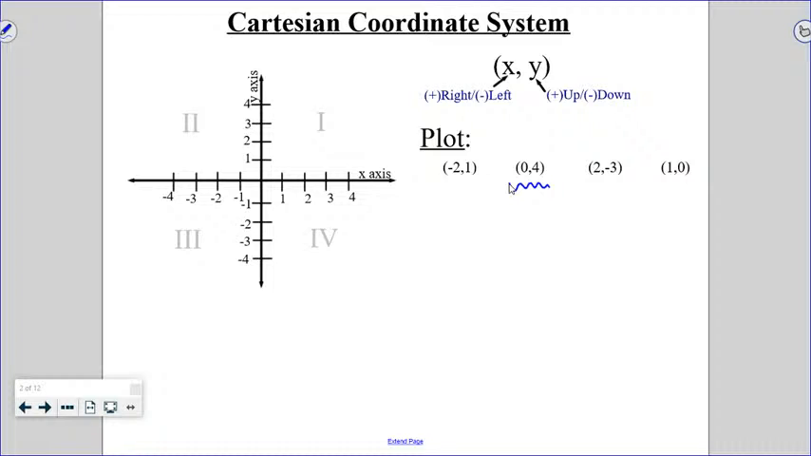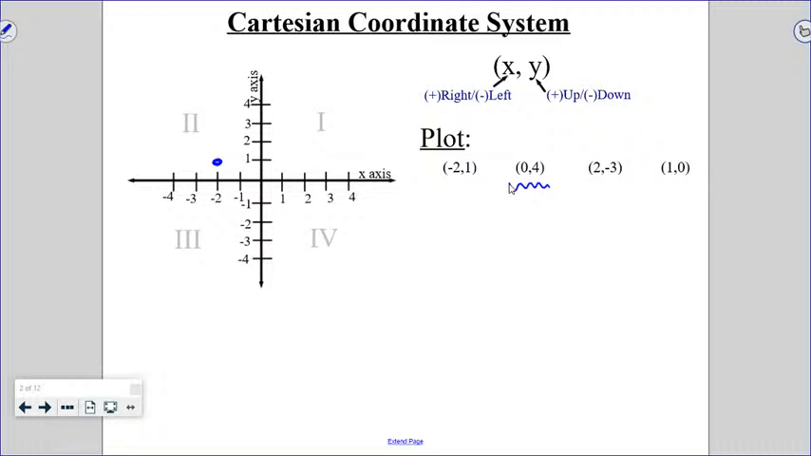But if I was graphing -2, 1, I would go to the left. Negative means left. Up 1, and I would put a dot to show that point. Okay. With this being said, I do want to just talk basics about the Cartesian coordinate system. It does have 4 different quadrants. They go in a counterclockwise order here. So 1, 2, 3, and 4.